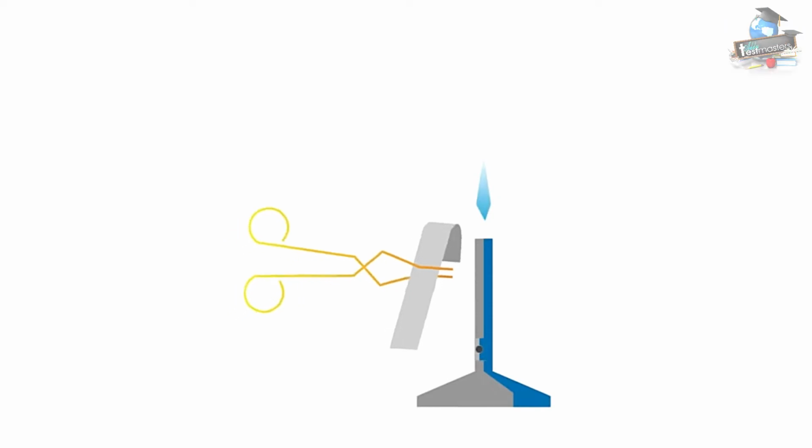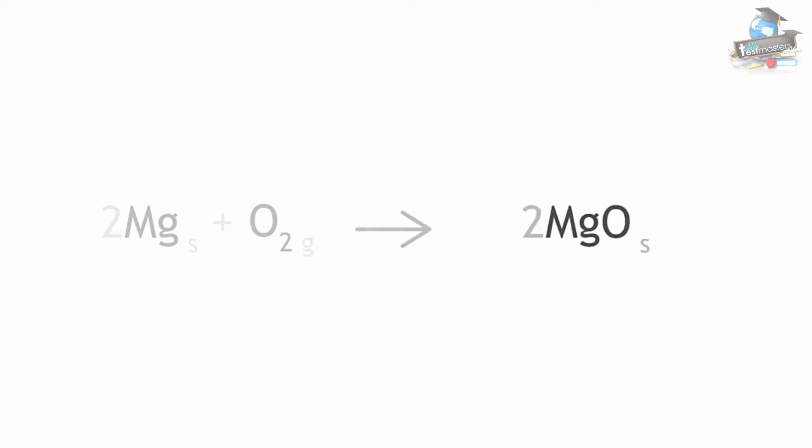The combustion of magnesium proceeds with a bright white flash. Take care not to look at this flash. Magnesium reacts with oxygen to produce magnesium oxide, which is a white solid.